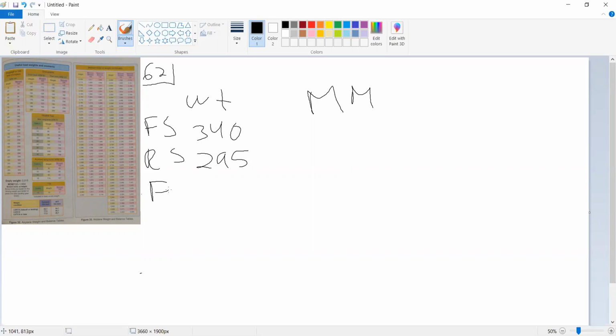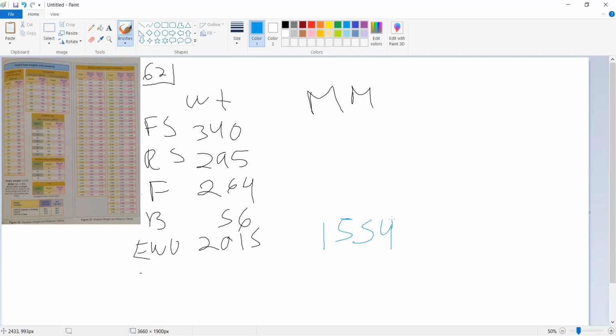fuel, main wing tanks is 44 gallons. 44 gallons is not good. You have to multiply that by 6. So 44 times 6 equals 264. That's 264. And baggage is 56. Our empty weight with oil is 2,015. Now the moments of that is 1,554. All right, let's see if baggage is there.